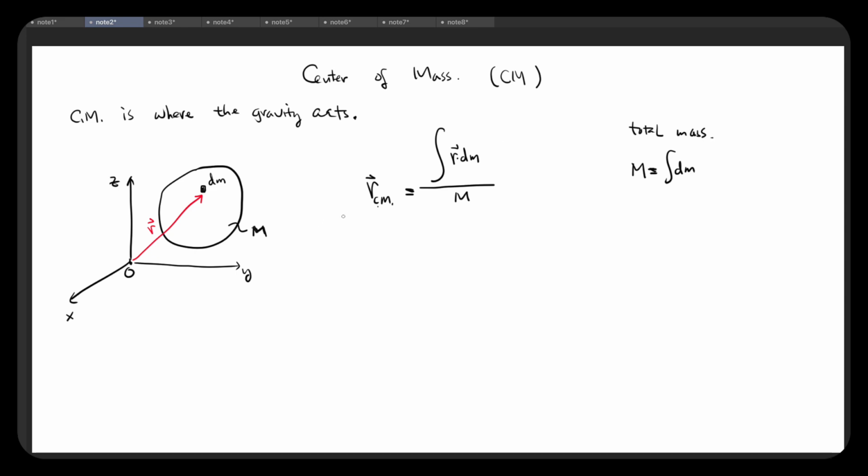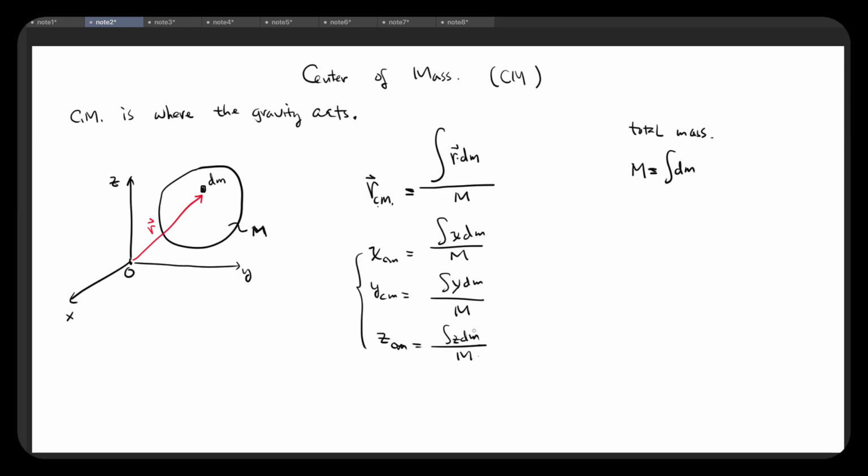Now, in terms of the components, you can say the x component of the center of mass equals the integral of x dm over m. And the y component, similarly, is given by the integral of y dm over m, and the z component is the integral of z dm over m. And we'll see some calculation of these kinds of integrals later on.